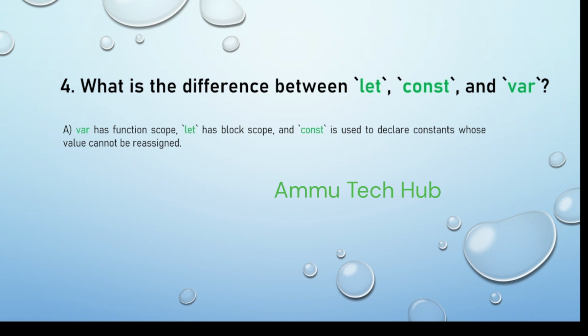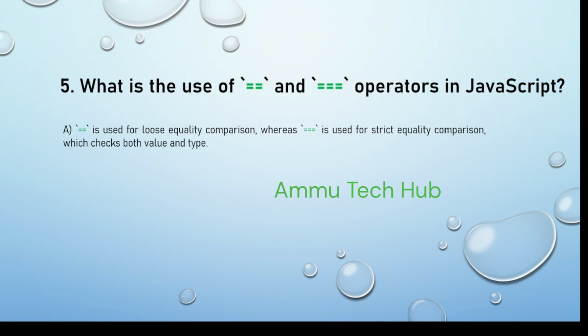What is the difference between let, const, and var? Var has function scope, let is block scope, and const is used to declare constants whose value cannot be reassigned. What is the use of double equals and triple equals operators in JavaScript? Double equals is used for loose equality comparison, whereas triple equals is used for strict equality comparison, which checks both value and type.